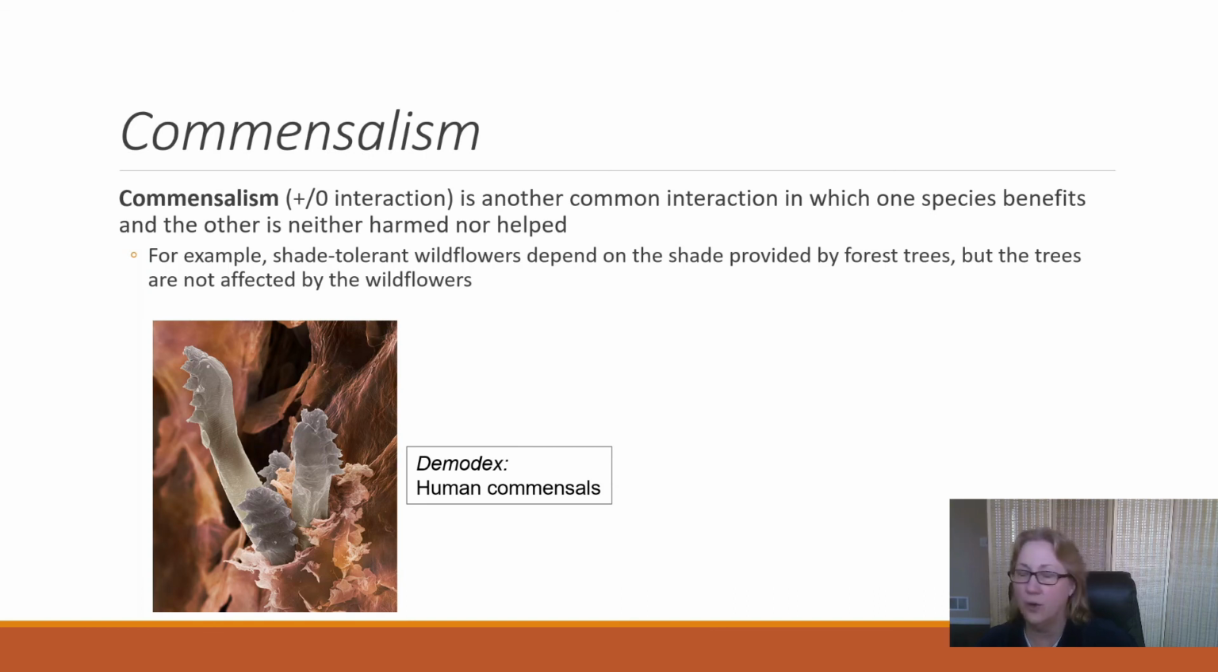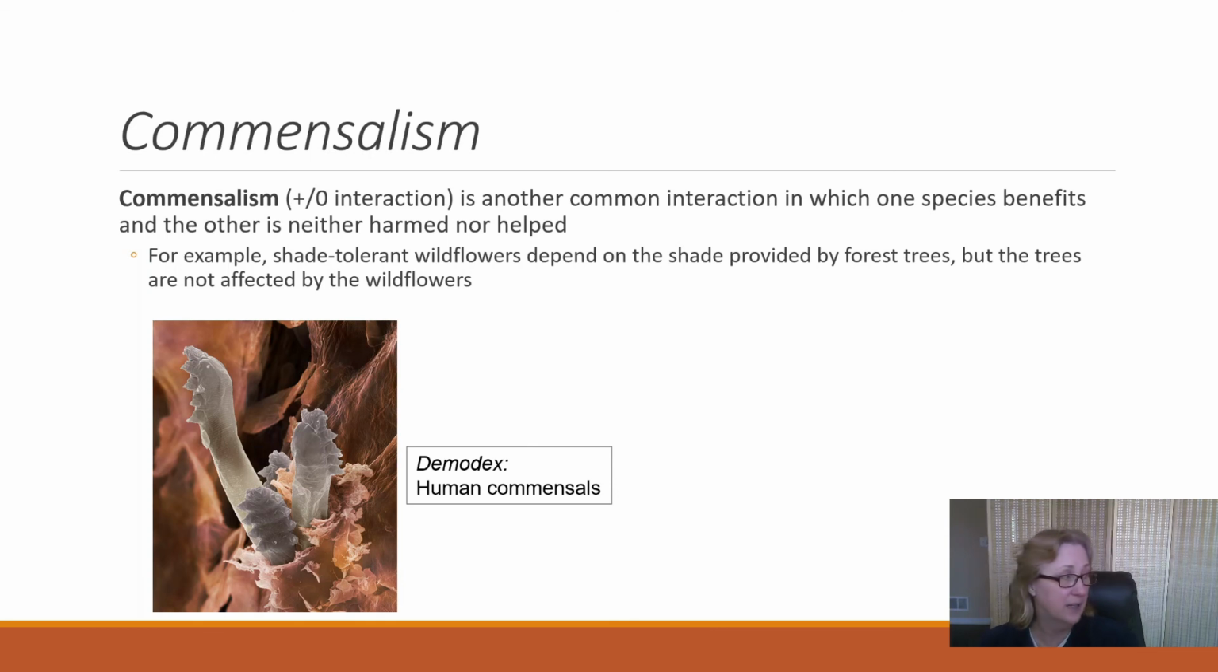They cause no harm, and we are not harmed or helped. You can remove them and it doesn't do anything. But they benefit, so that's why they're commensals. There are species of Demodex that are harmful. They're mange, which you probably heard about if you have a dog or a cat.